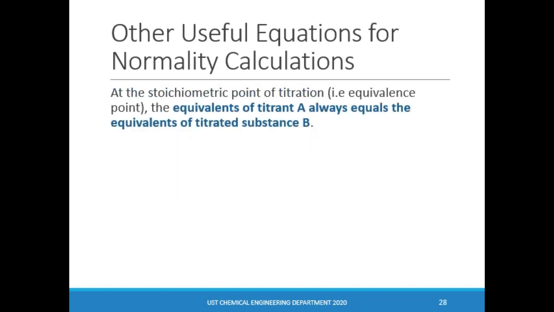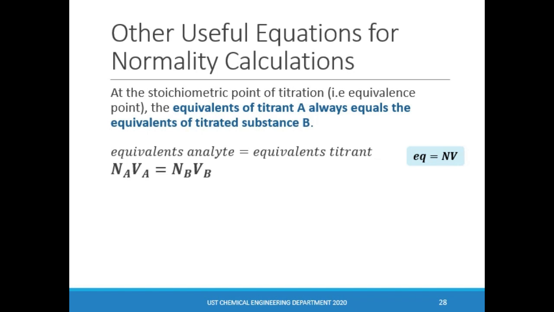Another important equation for normality calculations is the relationship of titrant and analyte equivalents. We have already mentioned a number of times that at the equivalence point, the equivalents of the analyte and titrant are just equal. From the previous slides, we know that we can get the number of equivalents by multiplying the normality with the volume of the substance. So substituting that, we get this equation. This is similar in form to your dilution equation, which I guess makes it easier to remember.